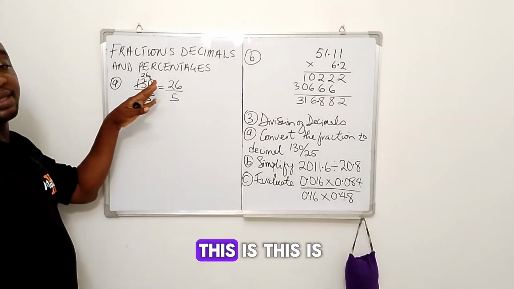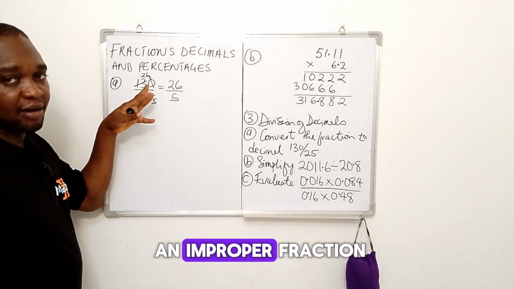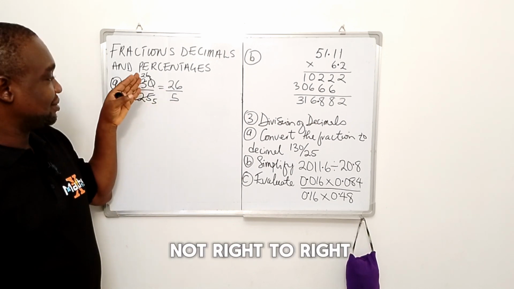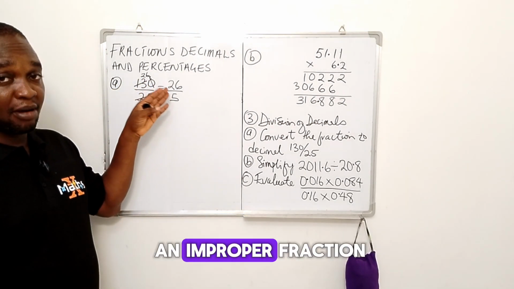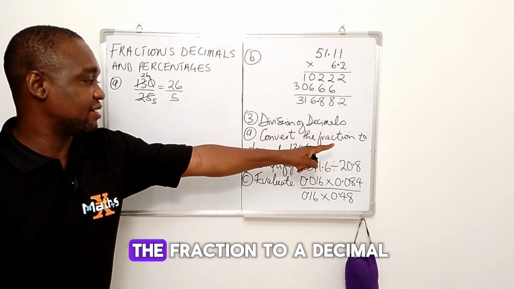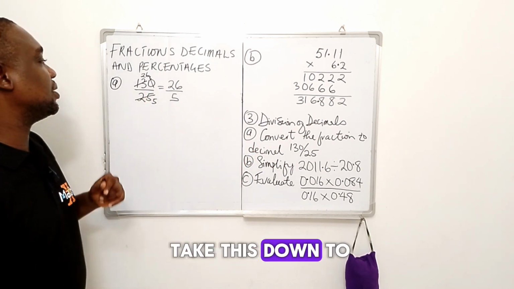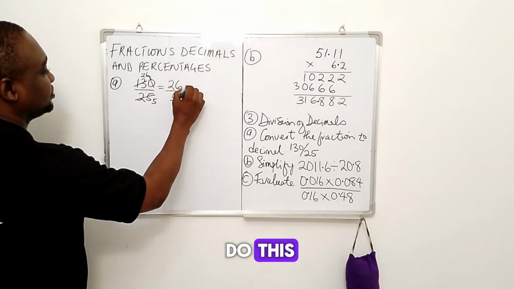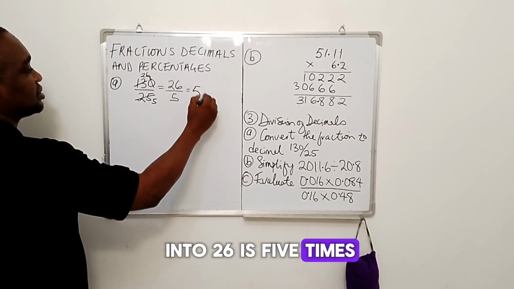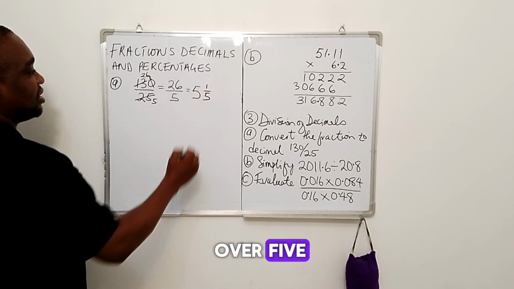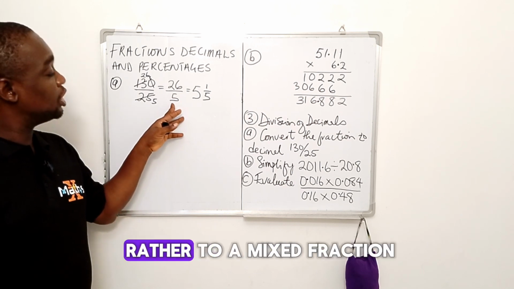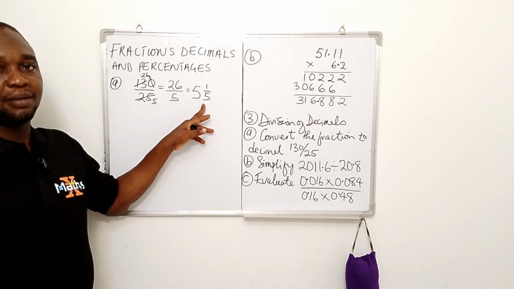This is an improper fraction, and mathematically it is not right to keep your answer as an improper fraction. And again, the answer talks about what? A decimal, that is, convert the fraction to a decimal. So I need to take this down. To do this, I will have 5 into 26 is 5 times remainder 1 over 5. I just converted an improper fraction to a mixed fraction. But they are still fractions.